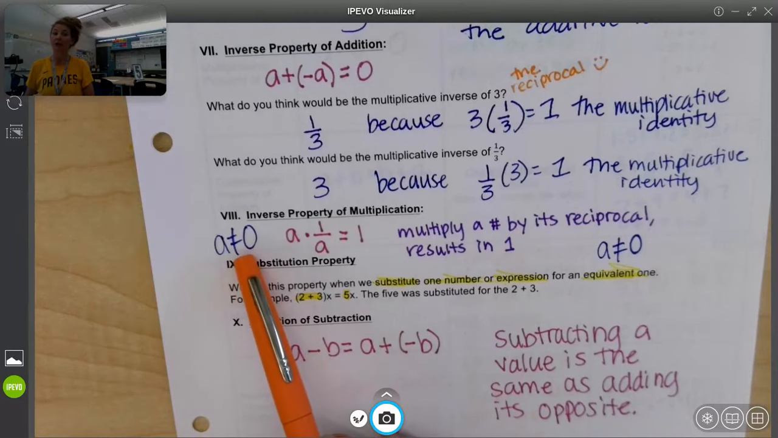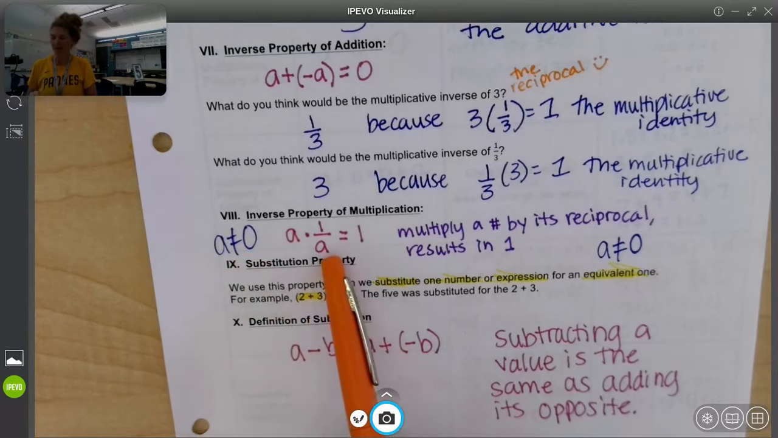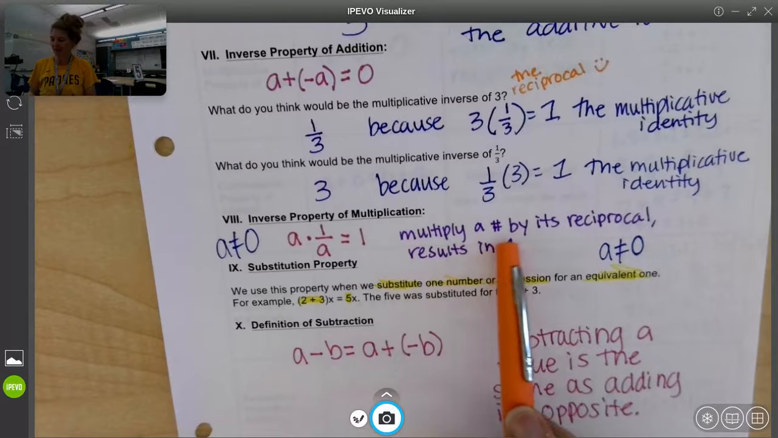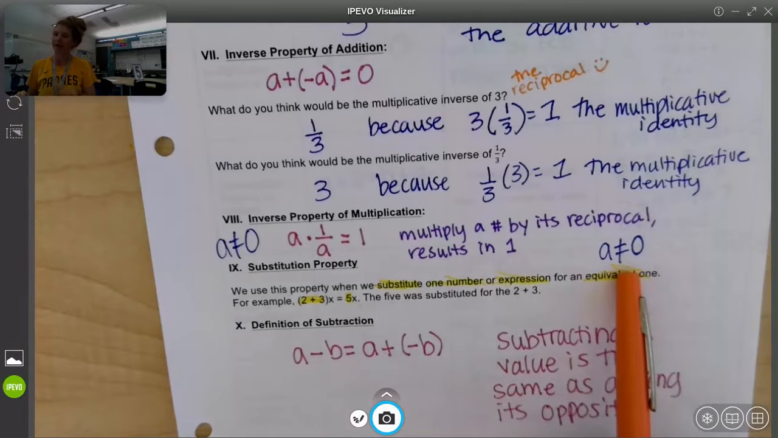A cannot equal 0 here. That's really important because we cannot divide by 0. Never give up, never surrender, and never divide by 0. You cannot do it. So if you multiply A by its reciprocal, the result is 1. Remember, A cannot equal 0.